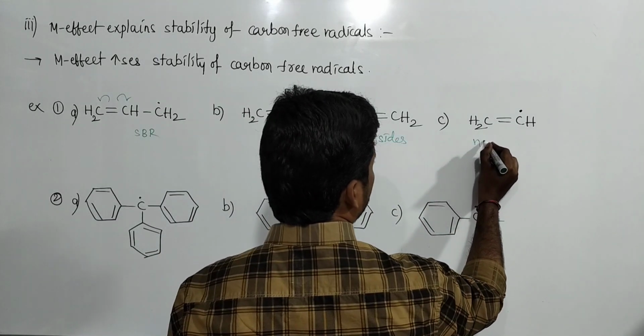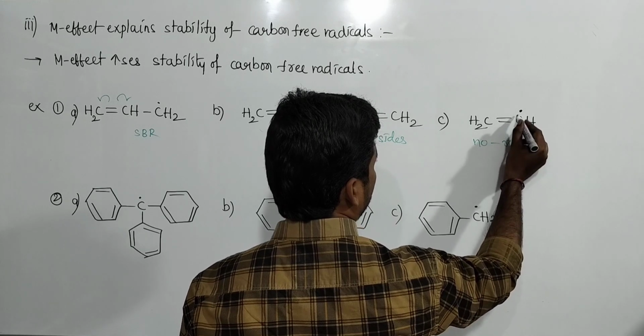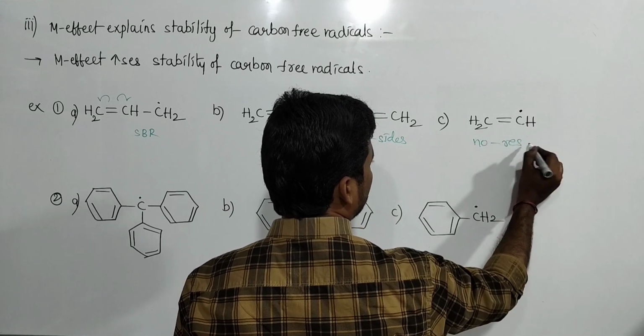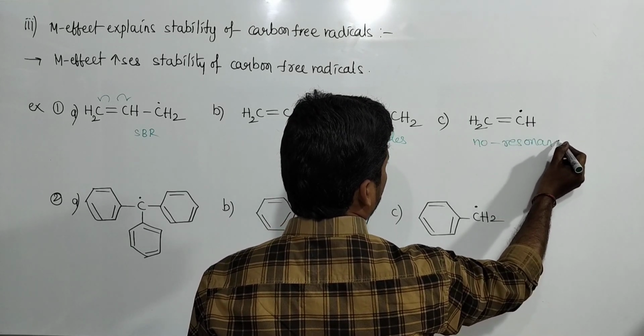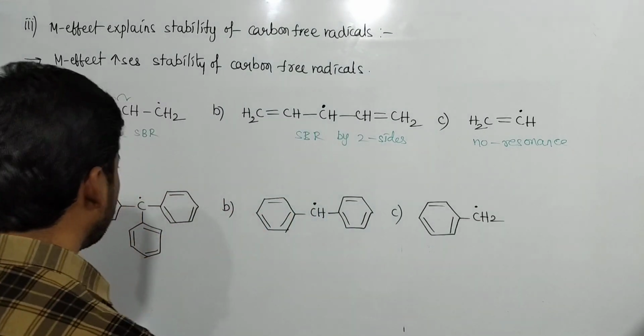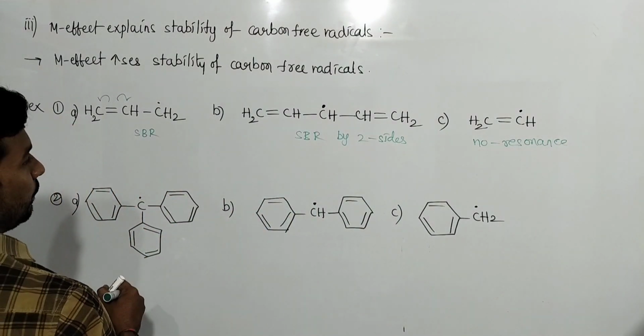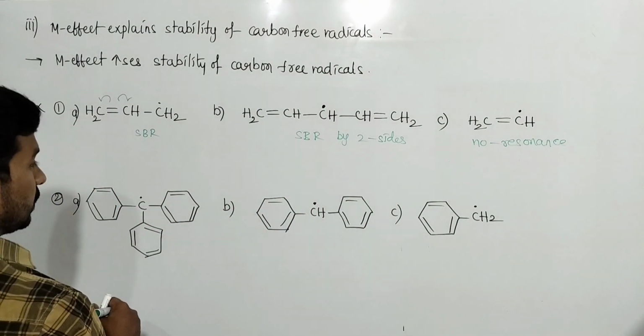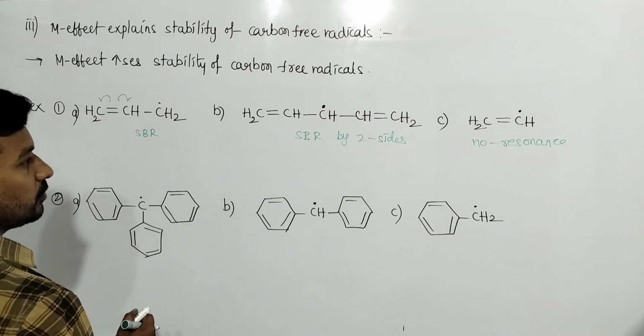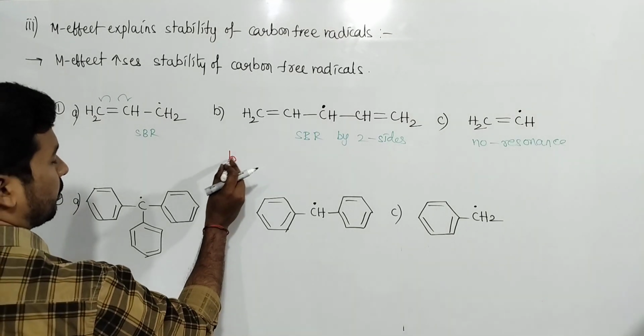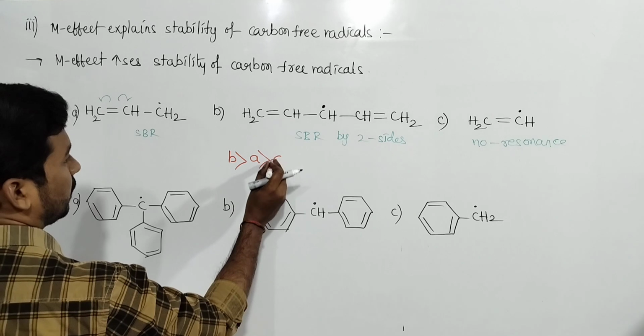Here no resonance because of localization. Double bond shift is not possible, no resonance. That's why, which one is more stable? B is more stable than C, because it is stabilized by resonance from two sides. So B is more stable than C, and A is more stable than C.